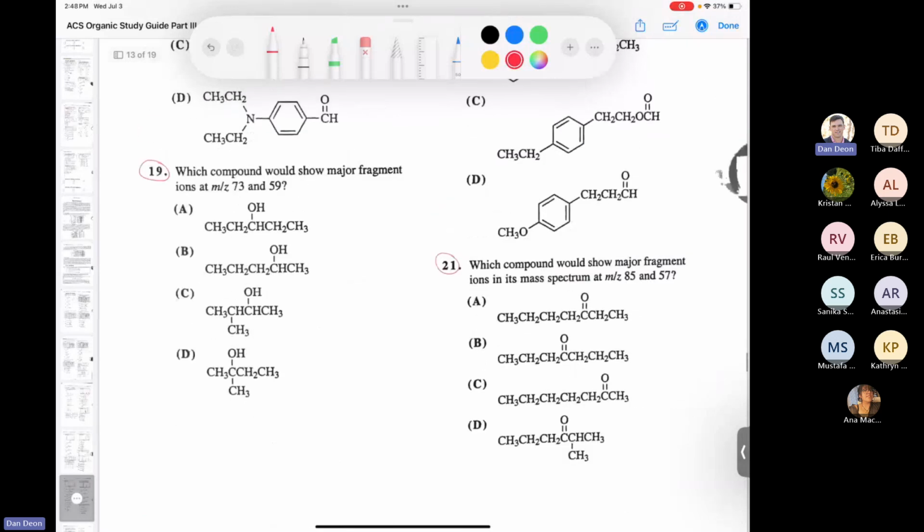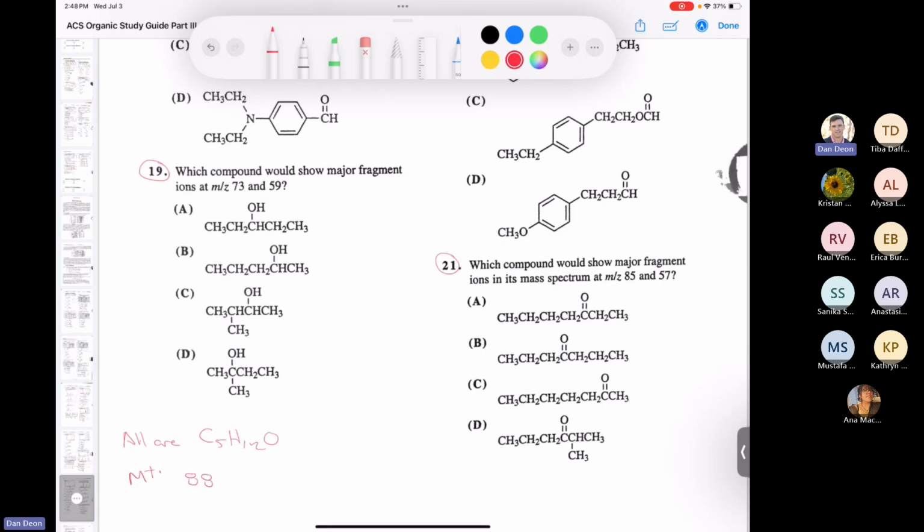So question number 19, I already did the math on this, so I don't want to spend a whole lot of time on this, but it just says, which compound would show major fragment ions at 73 and 59? If you look at these compounds, all of them have the same molecular formula, C5H12O, every single one of them. So if we tally that up, we get 88. That means our parent would be 88.